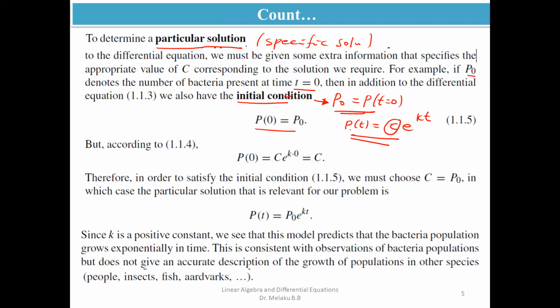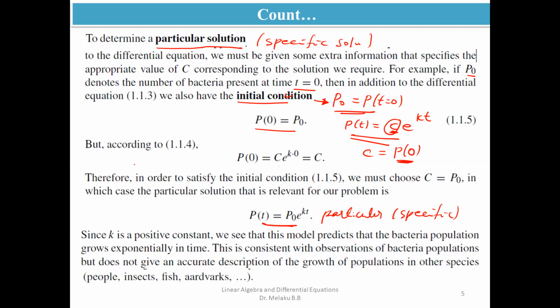So at t equal to 0, e to the power of 0 is 1, so c will be P at 0. Therefore, instead of c, we are going to use P naught, P at 0. This will be the particular solution, or we can say the specific solution. The advantage of having the particular solution is that we get exactly the solution we want to model our problem.